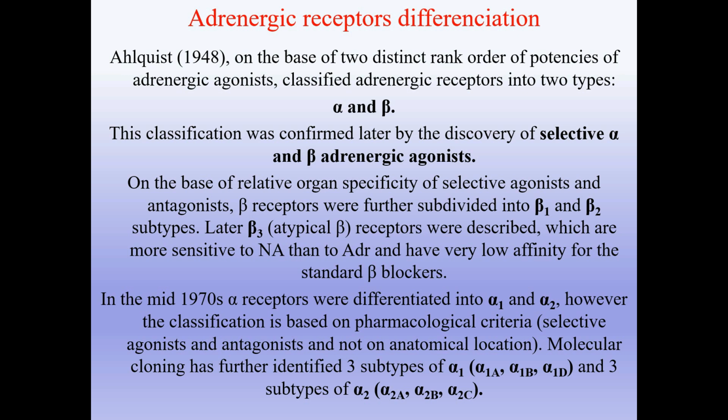In the 1970s, alpha receptors were differentiated into alpha 1 and alpha 2. However, the classification is based on pharmacological criteria, selective agonists and antagonists, and not on anatomical location. Molecular cloning has further identified 3 subtypes of alpha 1 and 3 subtypes of alpha 2 receptors.